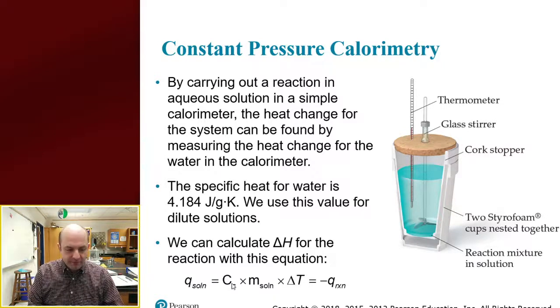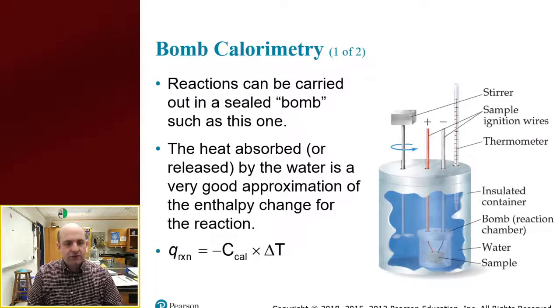But basically, it's plug in the specific heat, a constant given, plug in the mass, given in the problem, plug in your delta T, you get it from the problem, just plug them all in, get your Q, and flip the sign. That's how you get Q for your reaction, if it's a coffee cup calorimetry.